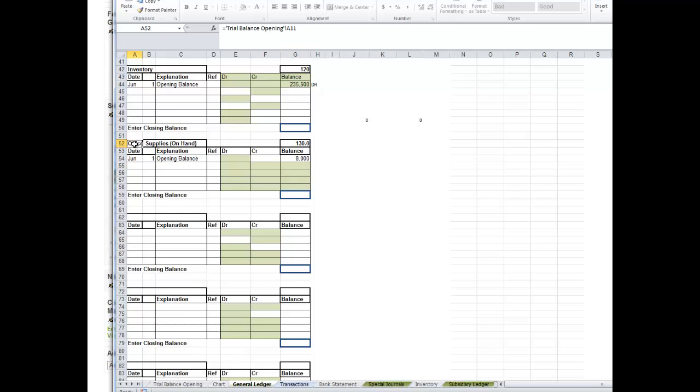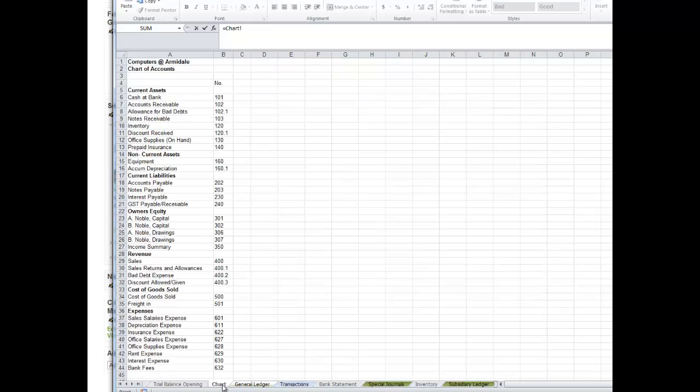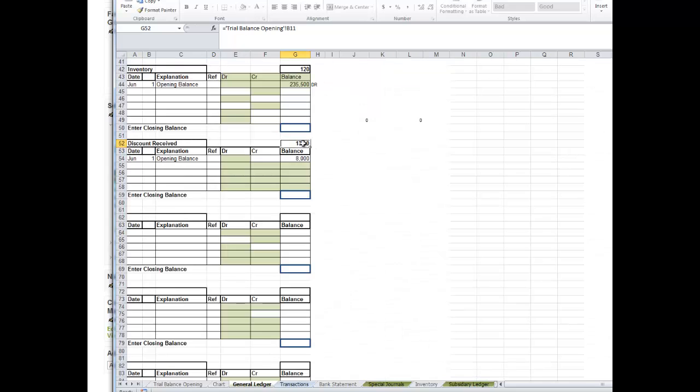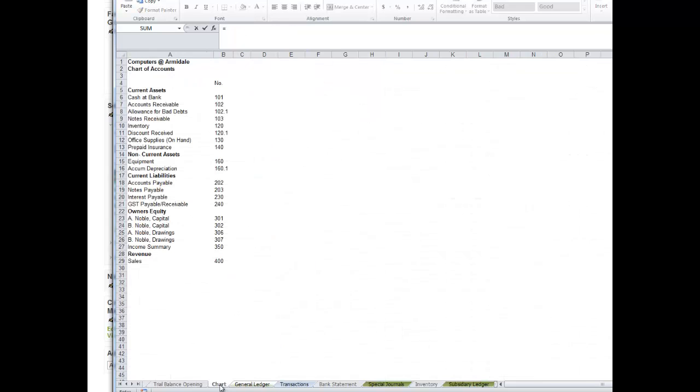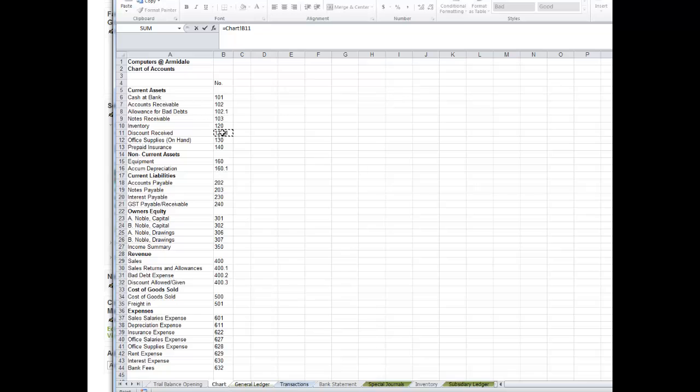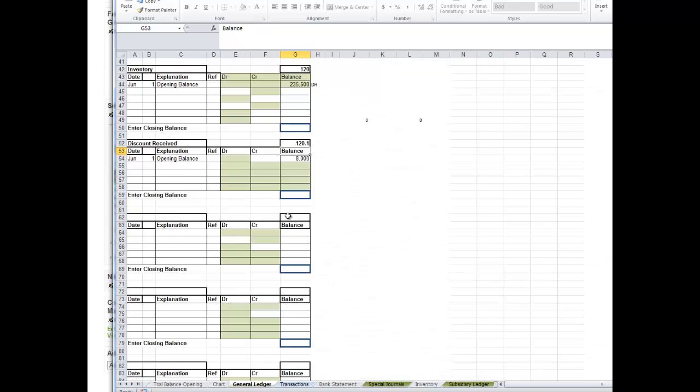When I go office supplies, what I should have done was gone to the chart of accounts, and I see there's an account here, discount received. It is 120.1. And what does that mean, 120.1? It's a contra account to inventory. Inventory, as we said, sometimes also known as merchandise inventory, or stock on hand, doing a stock take. So that item was wrong. Discount received had no opening balance.